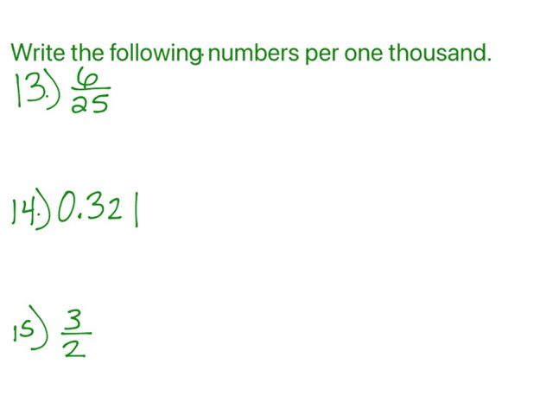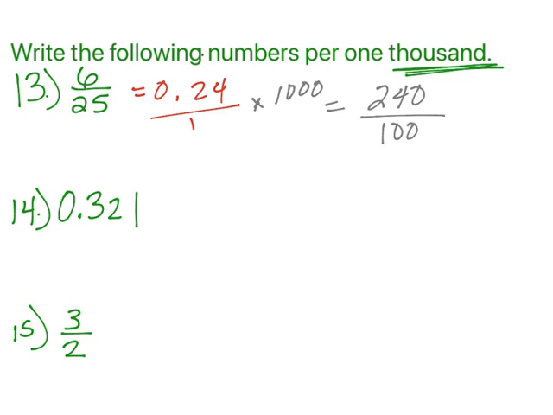Let's go to these where we're going to go per 1,000. So same idea is that when I take 6 divided by 25, I get 0.24. Now that's like saying 0.24 over 1. So when I multiply the top and the bottom by 1,000, I get 240 over 1,000.